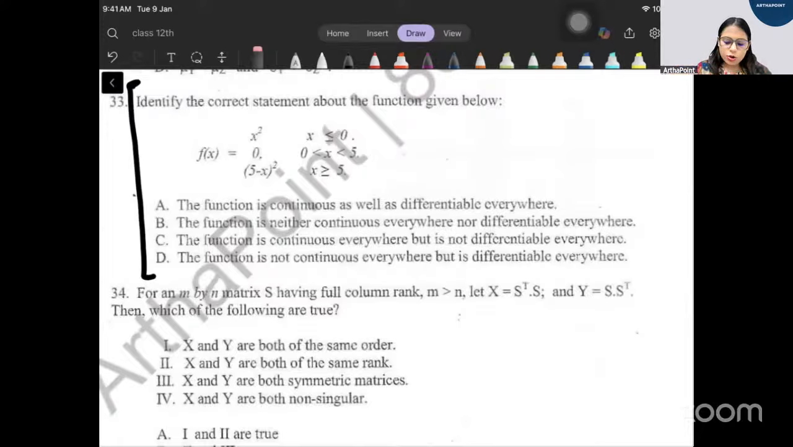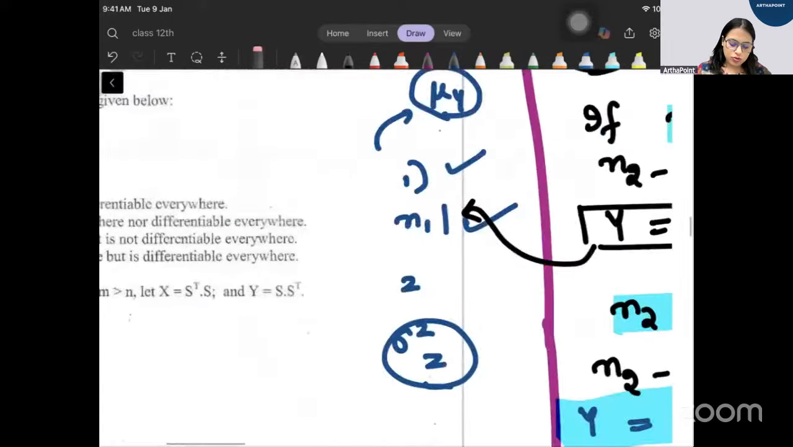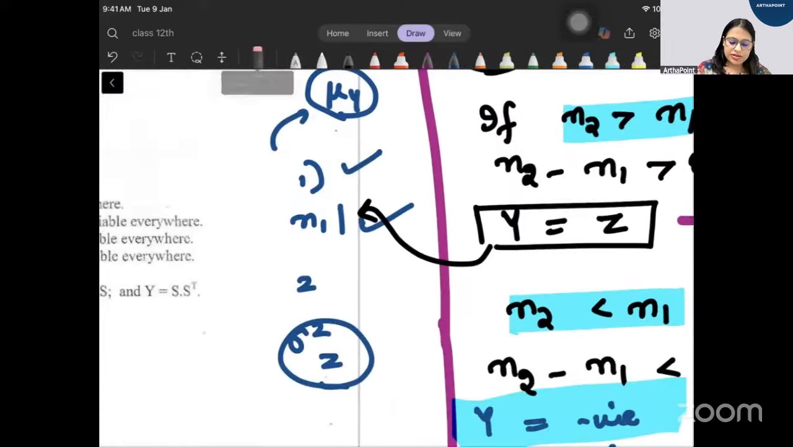And there are 2 points at which we will have to check. One we will have to check at 0 and one at 5. What I can do is I can also plot this function for you, so with plotting things will become easier.